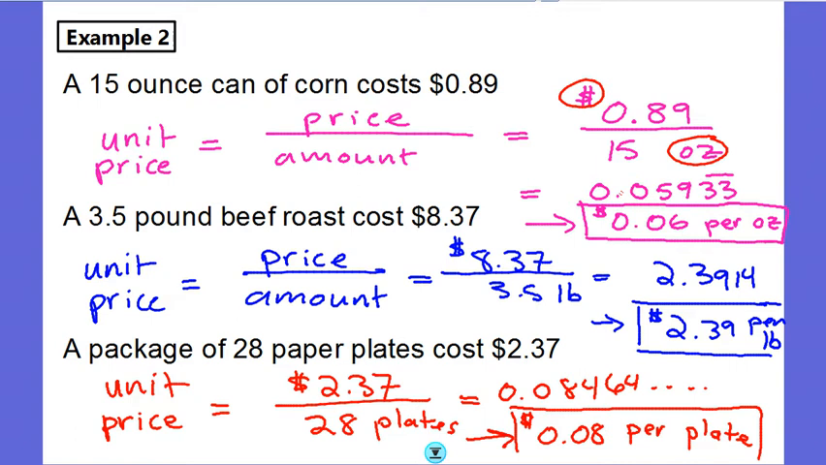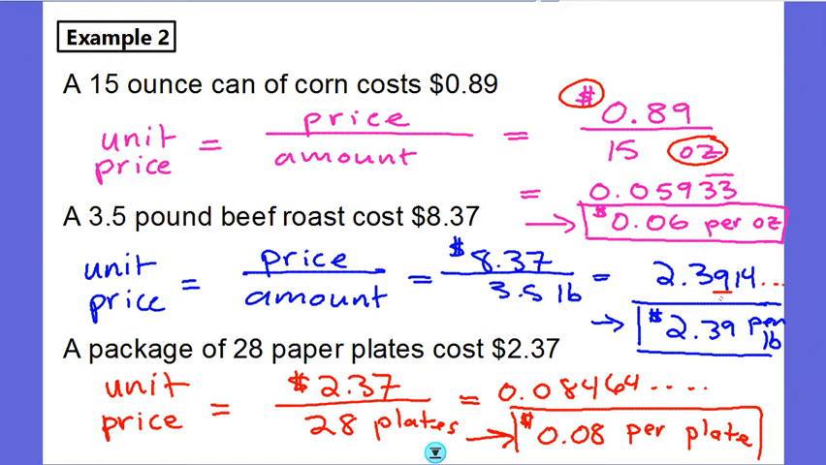And you see my answer for the first example, for a 15-ounce can of corn, it's going to be 6 cents per ounce. Alright? And again, in the second example, use the same thing. Begin with the formula I gave you in your Cornell notes. Unit price equals price per amount. Then you divide the price, $8.37, by the unit of measurement, which is pounds. I have 3.5 pounds, so I take 8.37 divided by 3.5, I get 2.3914, and it goes on a little bit after this, but we round to the nearest cent, which is in the hundredth spot, 2 places after the decimal. And so I have $2.39 per pound of the beef roast.